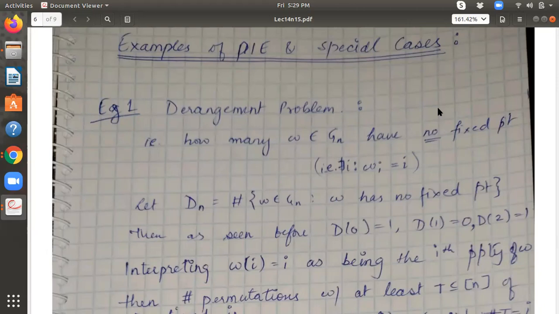So here we see this in terms of the permutations of n elements. The derangement problem counts the number of permutations w in S_n that have no fixed point, which means there is no i such that w(i) is i. The ith location is itself. Okay? Yes, ma'am.